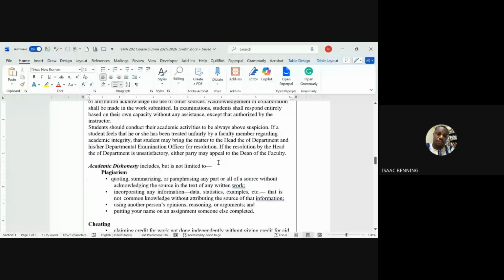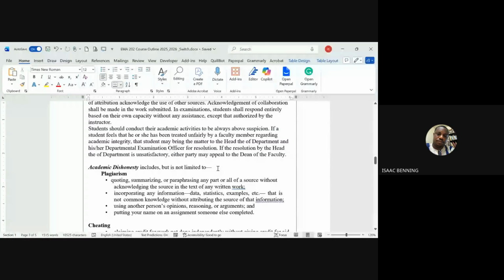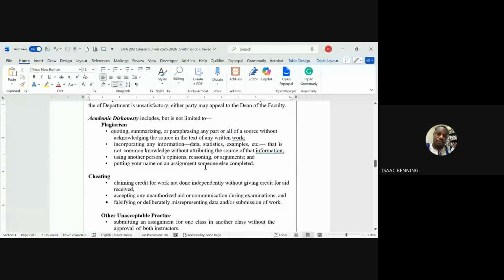So that is why we have the course policy. And the course policy is very, very important. It serves as a legal document. So when you don't follow it, it becomes problematic for all of us. So kindly take note.